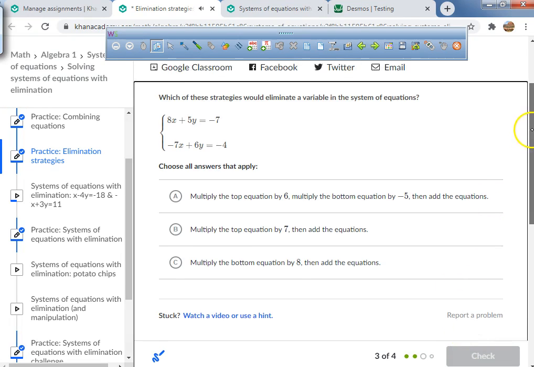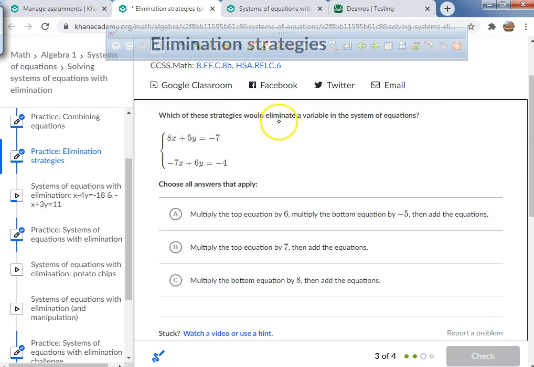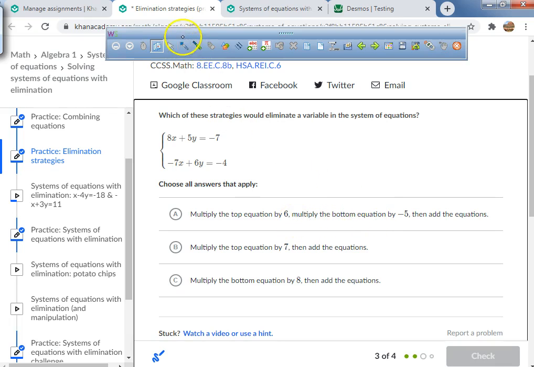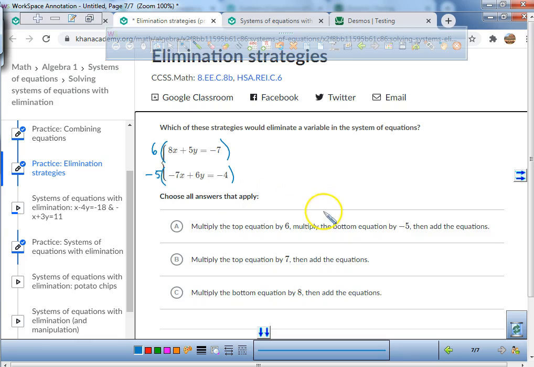All right, on this one, I'm not expecting you to write every single thing down. It says which of these strategies would eliminate a variable in the system of equations. So I'm going to check the first one. It says multiply the top equation by 6 and multiply the bottom equation by -5. So I'm going to do what it tells me to do. I'm going to take the top equation and multiply it by 6, and the bottom equation and multiply it by -5, and we're going to see what happens.